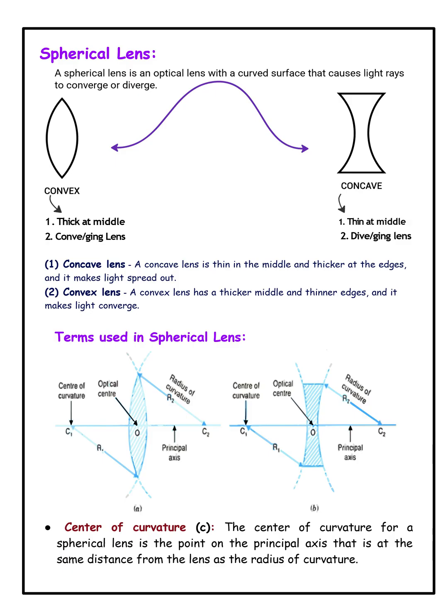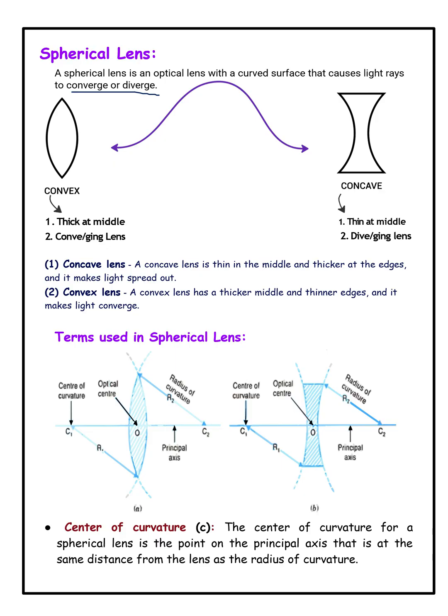Next topic, we come to spherical lens. Till now we were studying about the mirror. Now we are going to see what a spherical lens is. It is an optical lens with a curved surface that causes light rays to converge or diverge.